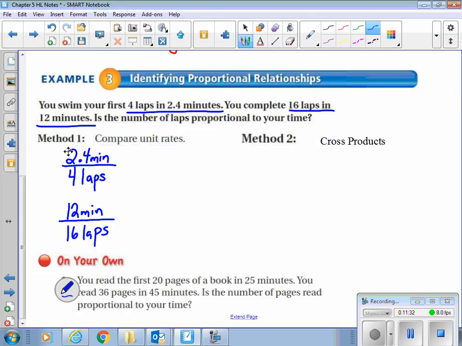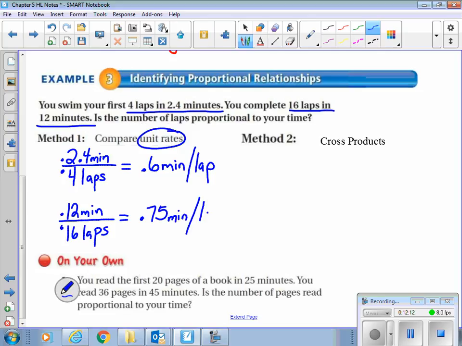Now, if we remember, comparing unit rates means a denominator of 1. So to get it to have a denominator of 1, we can set up a proportion equal to x over 1, or by simply just dividing. 2 4/10 divided by 4, if you were to plug that into your calculator, equals 6/10. So that is 6/10 minute per lap. So every lap I do, it's taking me 6/10 of a minute. Down here, if I do 12 divided by 16, that equals 7/500 minutes per lap.